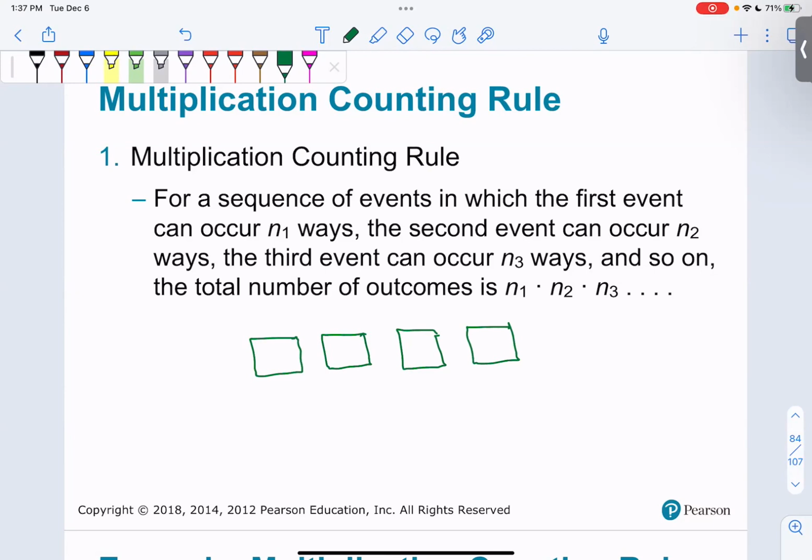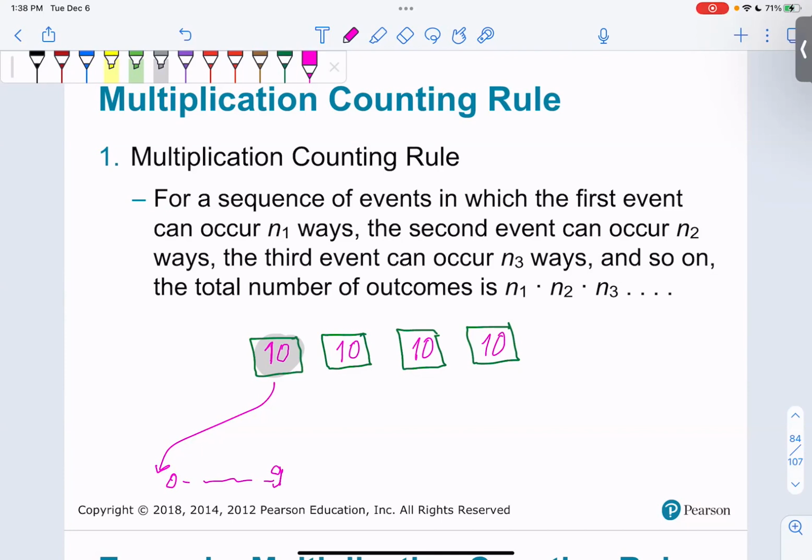So the first digit here, we can take any number from 0 to 9, right? How many ways can you write the first number? 0, 1, 2, 3, which is 10. So how many choices do we have? 10. And then for the second one, it will be the same, right? Again from 0 to 9, which is 10. And here we have 10, and here we have 10, okay?